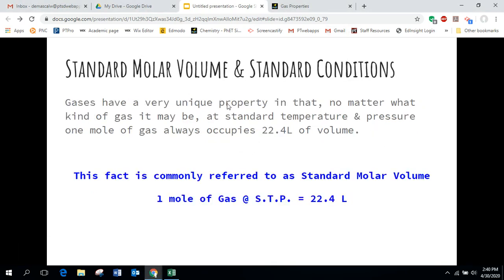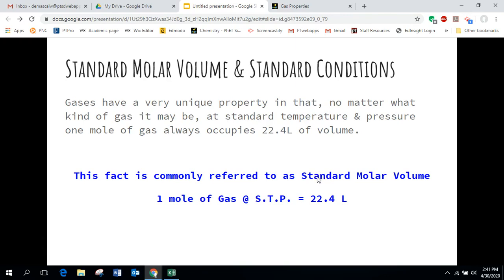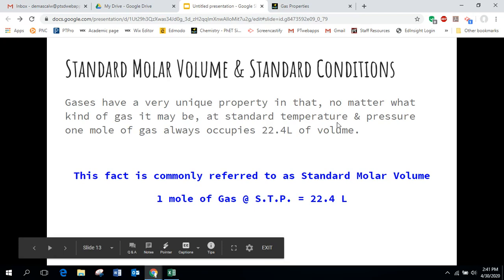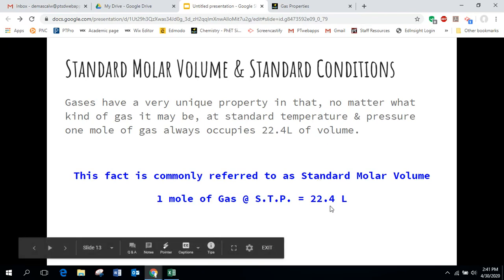Gases have a very unique property in that no matter what kind of gas we have at standard temperature and pressure, which is 0 Celsius or 273 Kelvin, and 1 atmosphere or 760 millimeters of mercury, or 101.325 kilopascals, 1 mole of gas at standard temperature and pressure always takes up 22.4 liters of space. That's our standard molar volume. 1 mole of gas at STP is 22.4 liters.